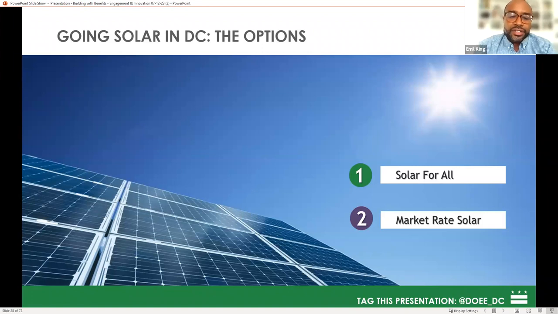So in the district, there are essentially two ways to go solar: Solar for All and market rate solar. Today I'll be talking a little bit about Solar for All, which is our low income or income eligible community solar program that has a small rooftop single family aspect as well. Next, please.